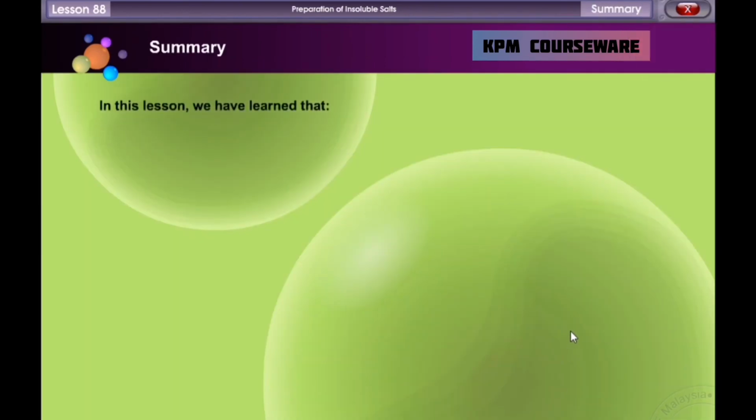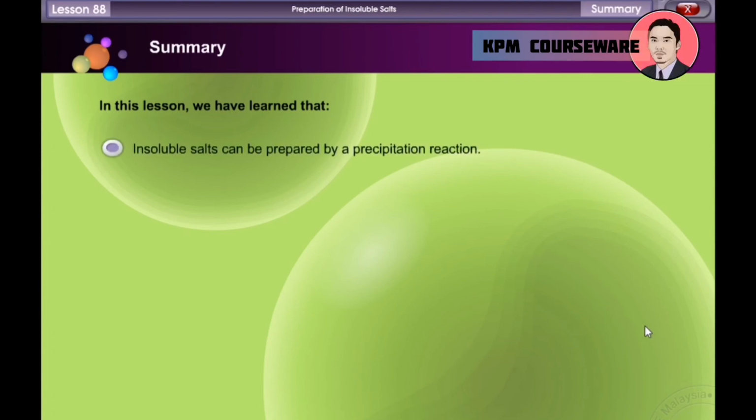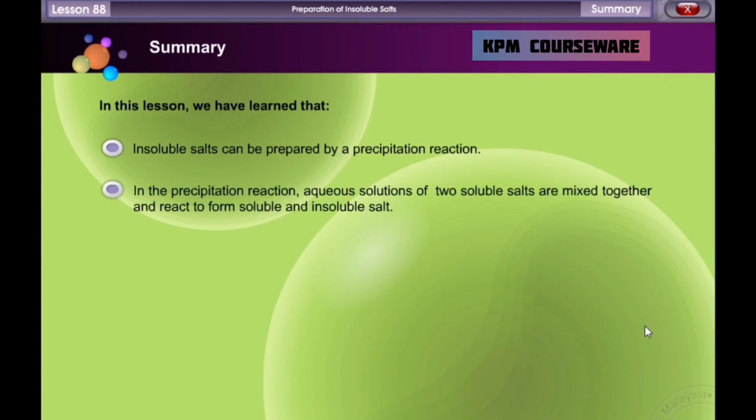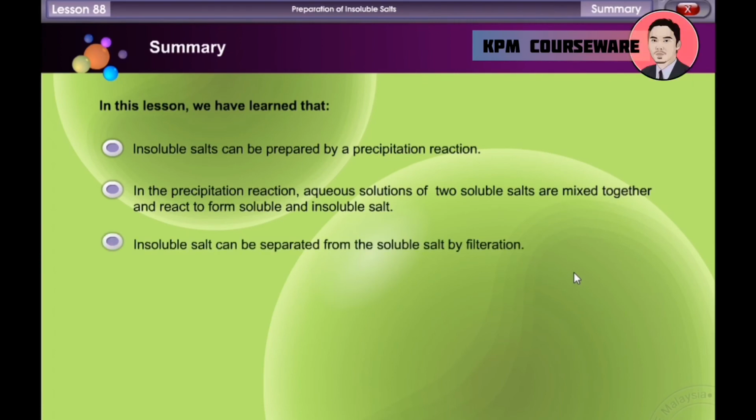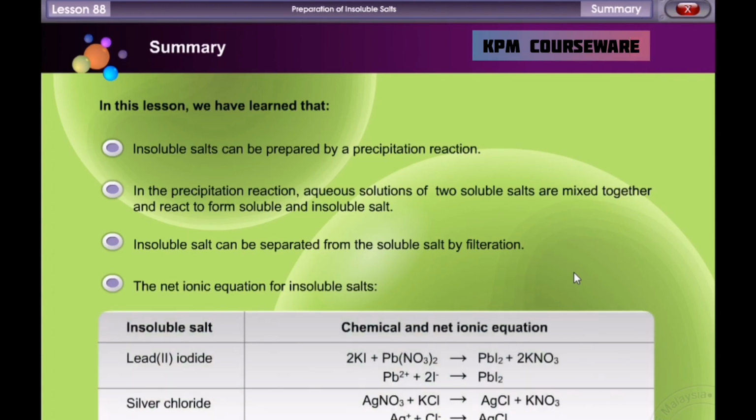In this lesson, we have learned that insoluble salts can be prepared by a precipitation reaction. In the precipitation reaction, aqueous solutions of two soluble salts are mixed together and react to form soluble and insoluble salts. Insoluble salt can be separated from the soluble salt by filtration. The net ionic equation for insoluble salts is shown in the table.